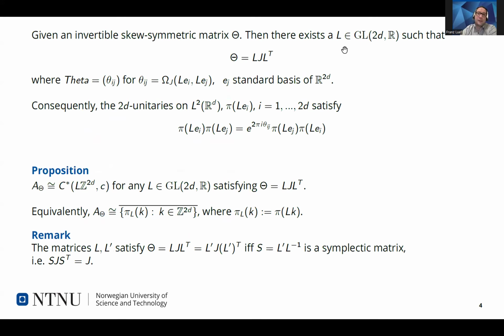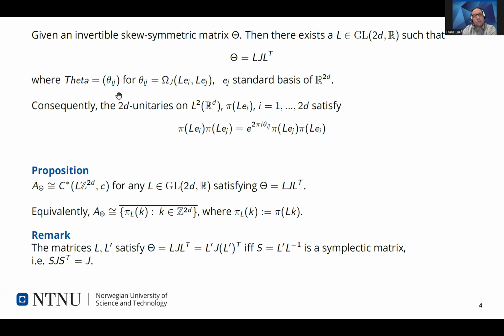So the key thing is that, by linear algebra, practically, for this skew-symmetric form induced by J, this skew-symmetric matrix can be written as L J L transpose for an invertible matrix L. This is what's called the linear Darboux theorem. There's a nonlinear form that says that any symplectic form can be written in local coordinates like this. So this is like the baby version that you can do by hand. And so in this way, we can always associate to such a theta an L.